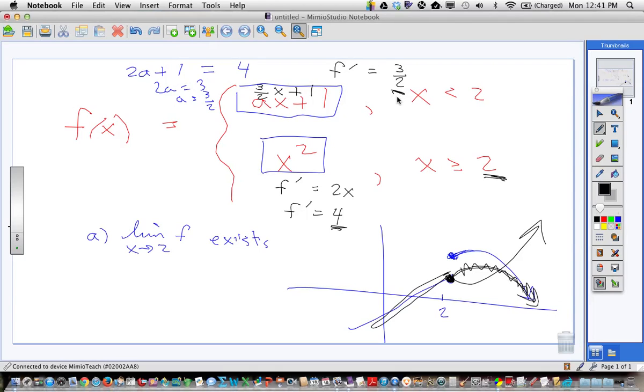So continuous means they have to have the same y value at that point. Differentiable says they have to have the same slope at that point. Okay? So 66 and 67.